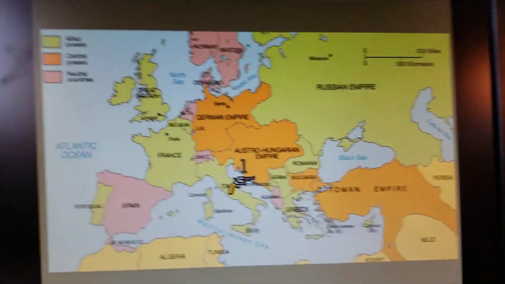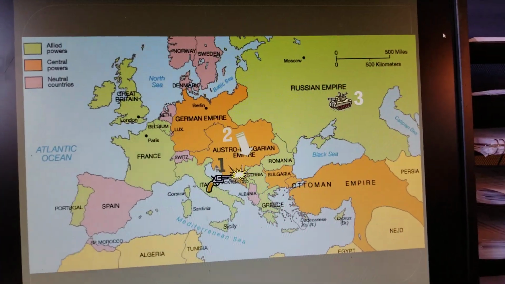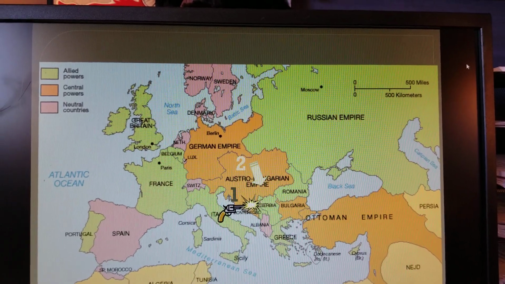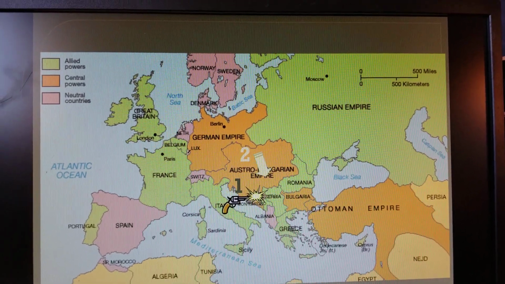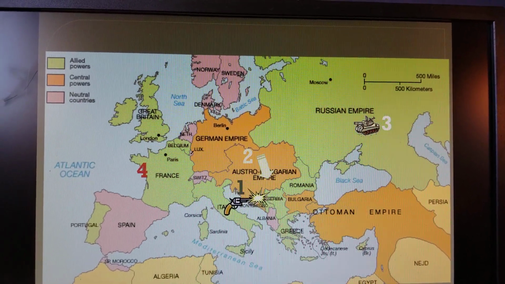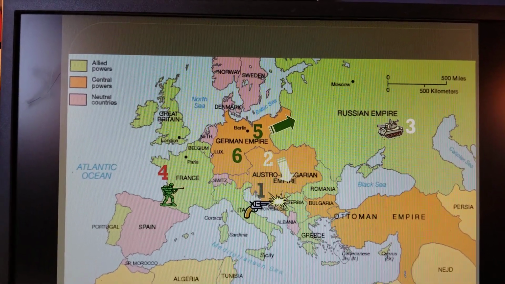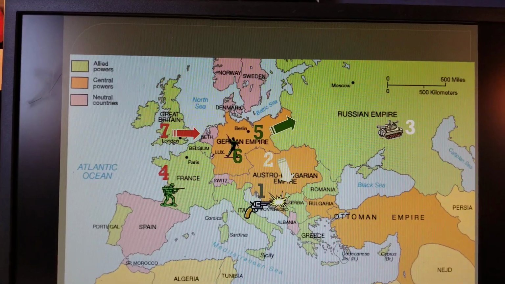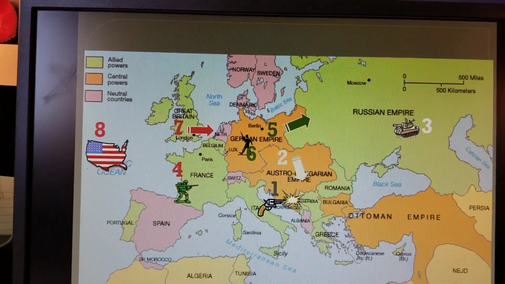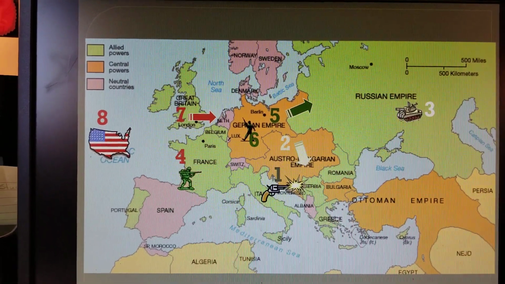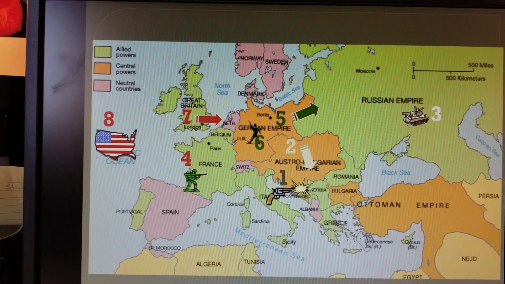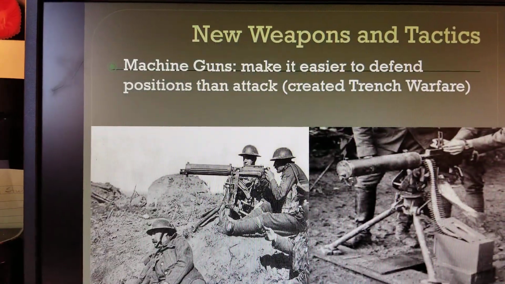Okay. All right. So you see all these little things. There's the assassination, and then each little event happens that we just talked about that caused us to be involved in the war. And finally, and we'll talk about this in a little bit, the United States entered the war. Okay, and we finally brought peace.